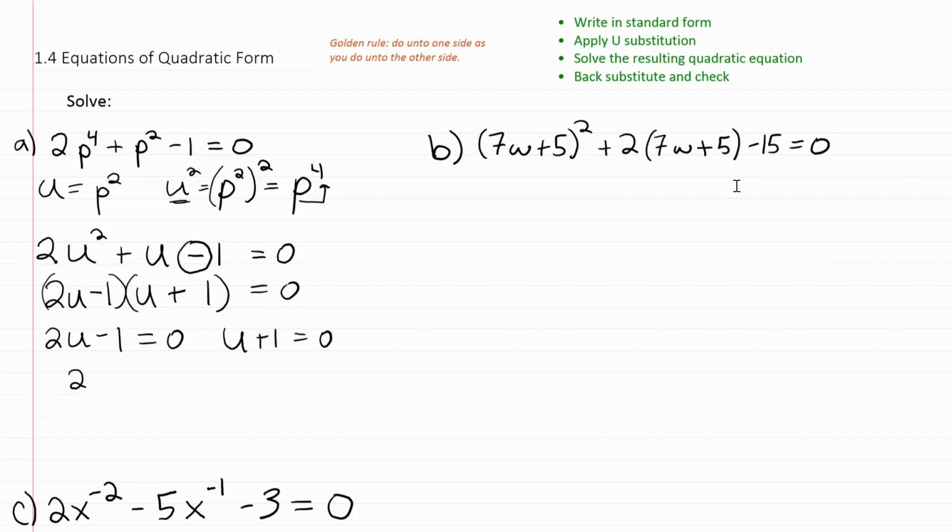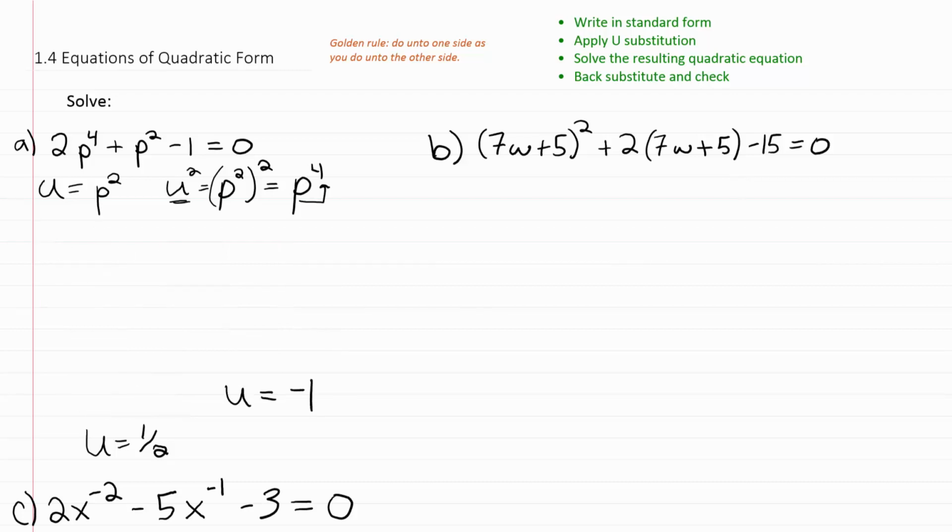Solving this one, you'll get 2u is equal to positive 1, and then divide both sides by 2, and you ultimately get that u is equal to 1/2 for the first answer. And for the second one, if I bring this over, I'll have u is equal to negative 1. Okay, now with those two solutions, we have to remember that we aren't solving for u, we're trying to find what p is, right? So let's go back and back substitute now.